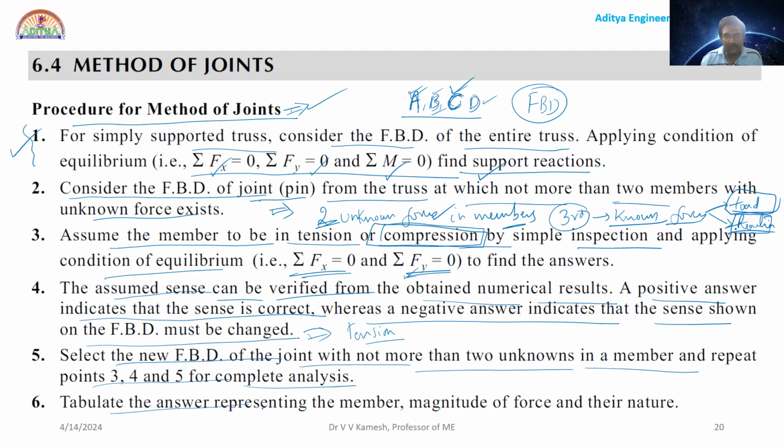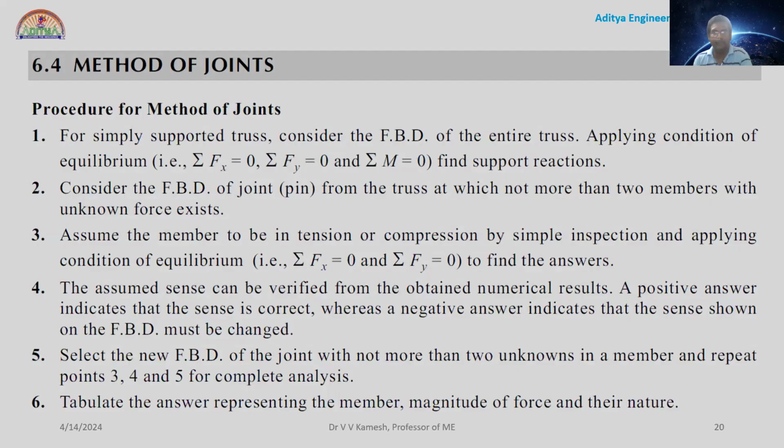Now you tabulate the answer representing the force member, magnitude of force, and their nature. It is called the final force table. You need to write a table with serial number, what is the force, AB, AC, BC, DE, FE, like this, and what is the amount of force induced in it, either tension or compression.